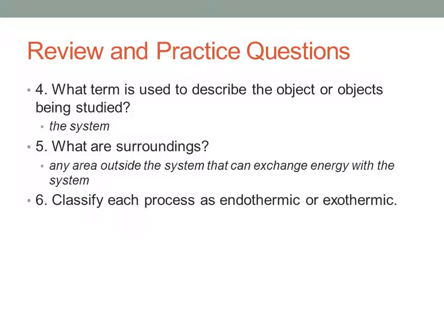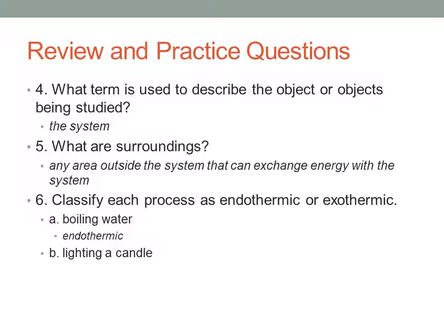Question 6. Classify each process as endothermic or exothermic. First one, boiling water. So let's say the water is our system. Let's ask ourselves, is energy being added to the system or is it being removed from the system? Well, if we're going to boil water, the water has to have energy added to it in order to get it to boil. That's why you put your pot of water on the stove and you turn it on and you let it absorb energy. So in this case, the system is absorbing energy from the surroundings. That makes it endothermic.